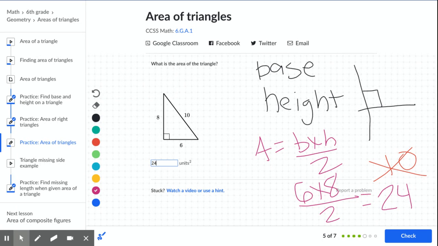As I was looking through problems that you guys have gotten incorrect, the most common incorrect response is double the correct one, which means people are forgetting to divide by 2 sometimes.